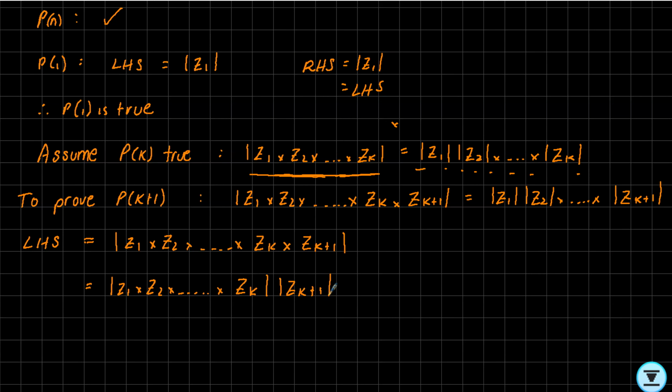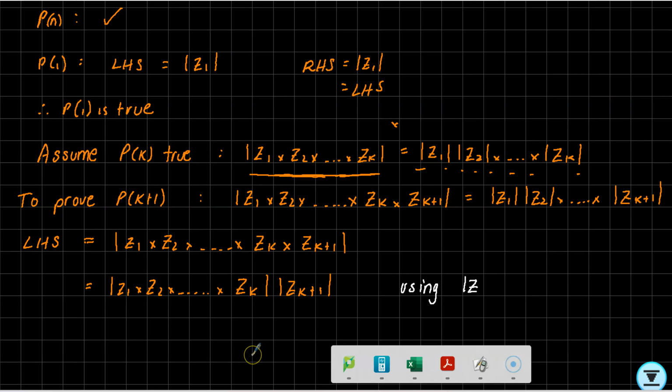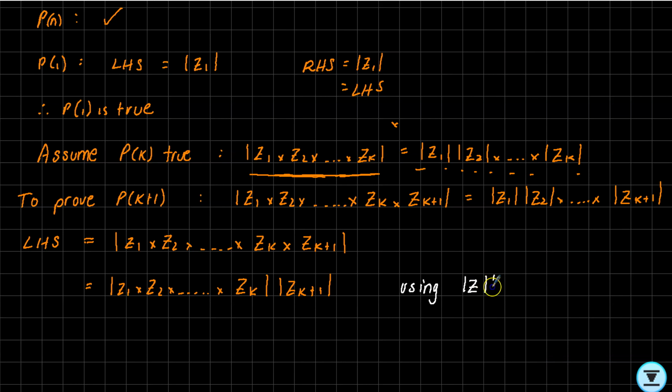Why can we say that? Well, this one is a rule, is it not? Right, so this is using, am I trying to prove that rule? No, I'm not. We're trying to prove the rule that it works for multiple: z1 times z2 times z3 times z4. But here I can use the rule where I've just got two things.